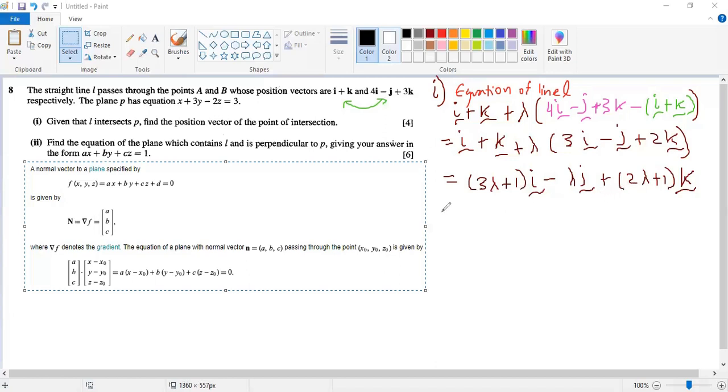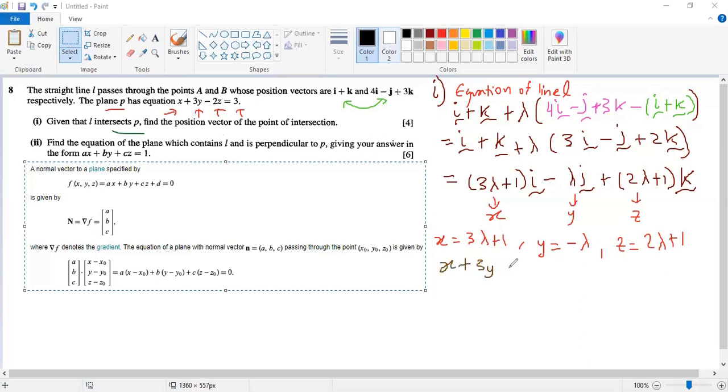Now, they want to find where it intersects P. When they intersect the plane P, the x, y, z coordinates are connected according to this equation. So this is x, y, and z like that. That means x is 3 lambda plus 1, y is minus lambda, and z is 2 lambda plus 1. Now using this equation, let's solve it together, please. x plus 3y minus 2z equals 3.